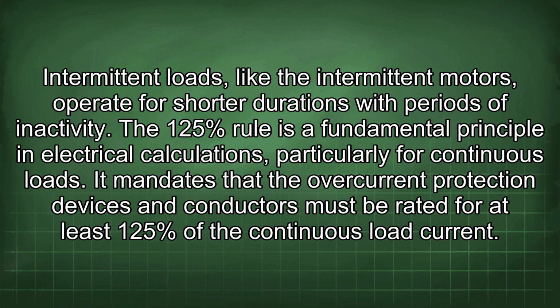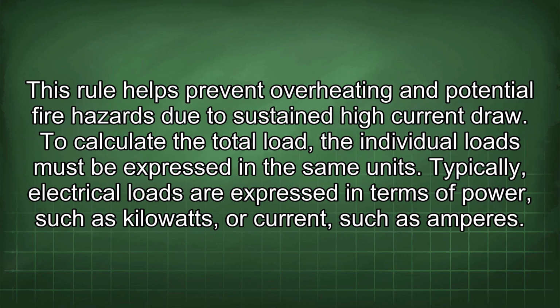The 125% rule is a fundamental principle in electrical calculations, particularly for continuous loads. It mandates that the overcurrent protection devices and conductors must be rated for at least 125% of the continuous load current. This rule helps prevent overheating and potential fire hazards due to sustained high current draw.